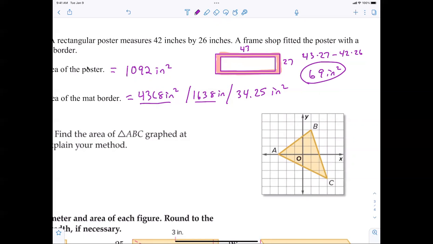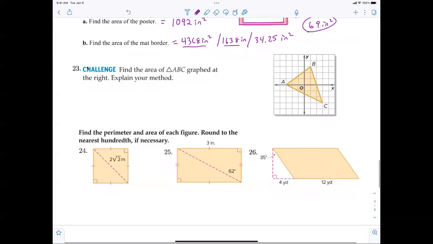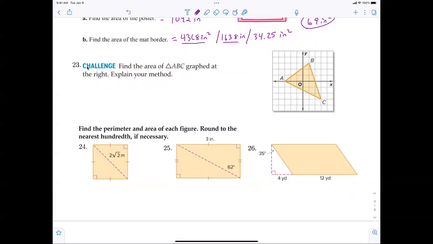Any issues with that? All right, so I'm going to do one more. I'm going to do the challenge with you here. All right, everybody take a look at that. And I'm trying to find the area of triangle ABC. Find the area of triangle ABC. I'll give you a minute for that.